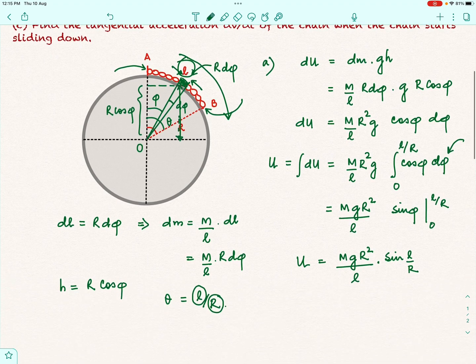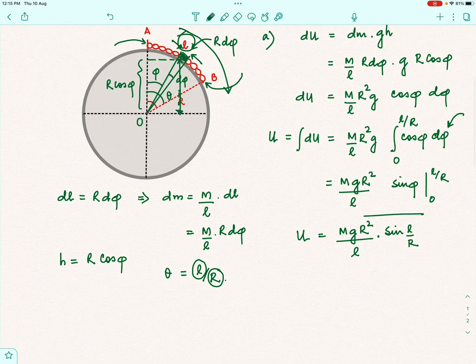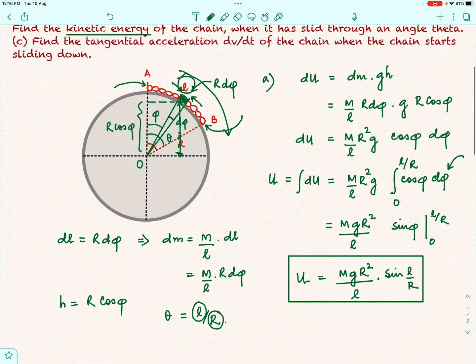And for that, what do we need to do? We already have the initial potential energy of the chain. This is the initial potential energy. Can we just find out the final potential energy of the chain when it has already slid by an angle theta? How do we find out that final potential energy? We can use the same expression that we have used to get the initial potential energy, just change the limits of integration. Initially, the chain was at the top, the left end of the chain was at the point A, so the angle theta was 0 degrees. And the final angle was L by R.